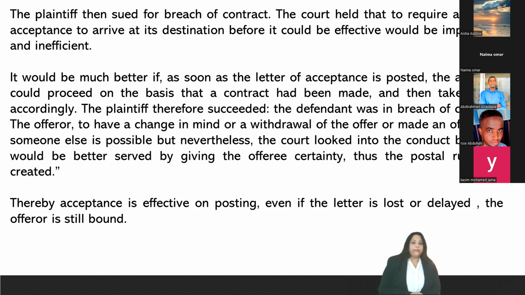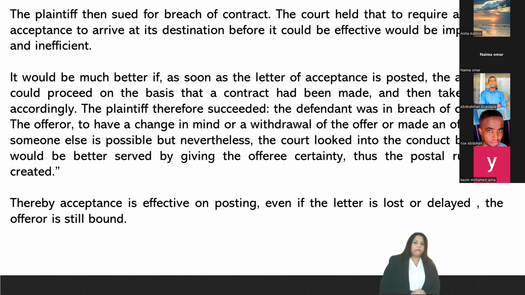So now here the plaintiff sued for breach of contract. The court held that to require a posted acceptance to arrive at its destination before it would be effective would be impractical and inefficient. So here the postal rule came in. So here they said that the date of dispatch of the letter would be considered as acceptance. So it would be much better if as soon as the letter of acceptance is posted, the acceptor could proceed on the basis that a contract had been made and then take action accordingly. Why? Offer plus acceptance is agreement.